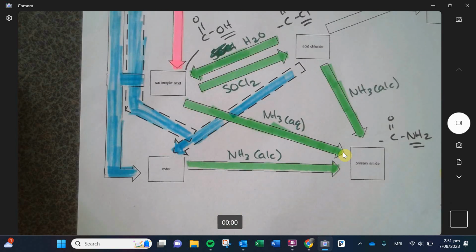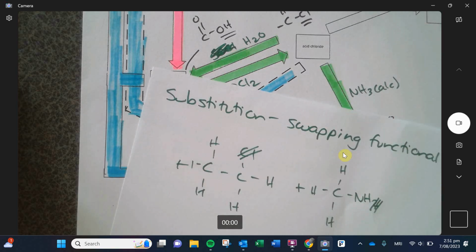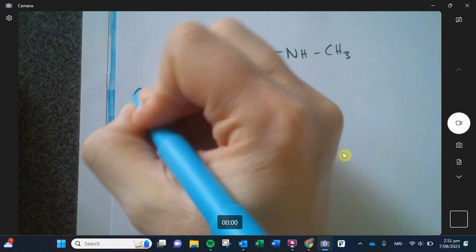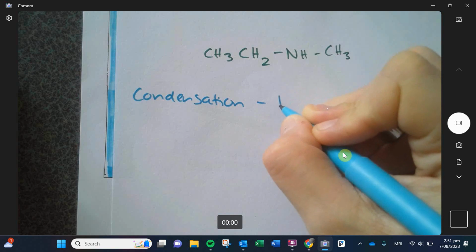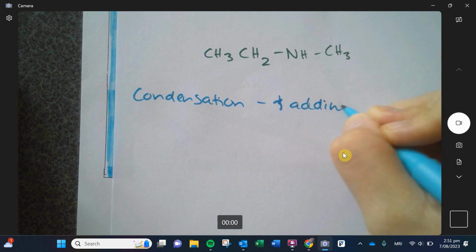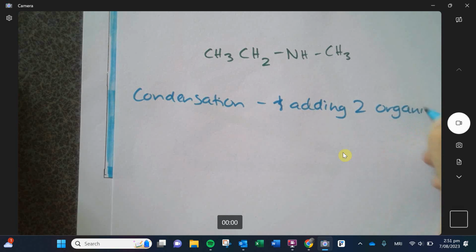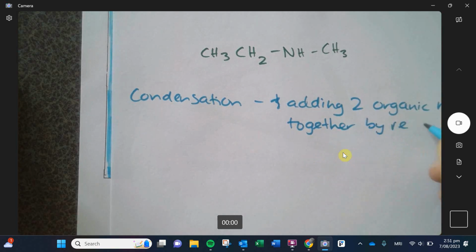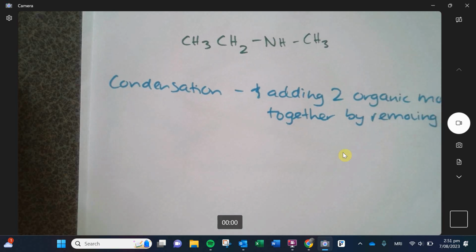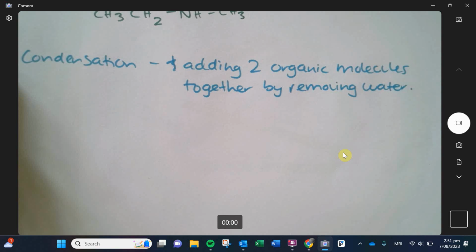So I'll put that as another note. Condensation is taking two organic molecules together and removing water to make a larger molecule. All right, so two organic molecules being added together by removing water to make a larger molecule.